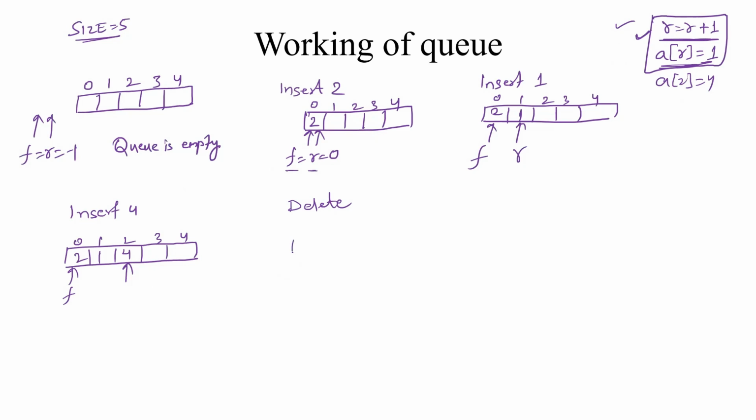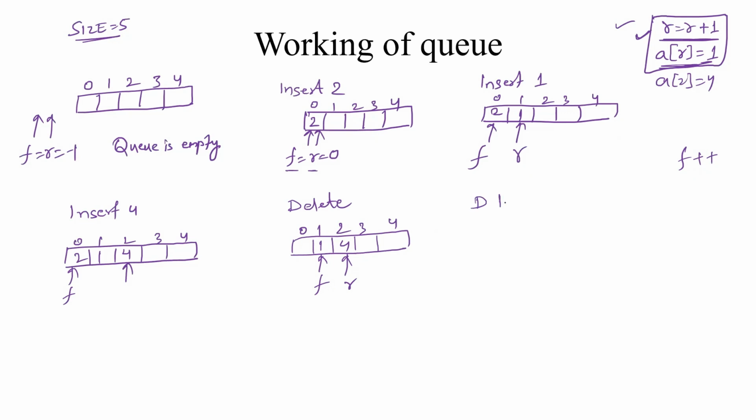Now, let's suppose I want to delete a value. If you delete the value, there's no need to say delete 2, because automatically it will delete the value 2 only, because the first element we inserted in the queue was 2. So when you delete the element, you have to increase the value of front and not rear. That's why we say when we delete the element, we have to increase the value of front. So when you delete, you just do front plus plus.